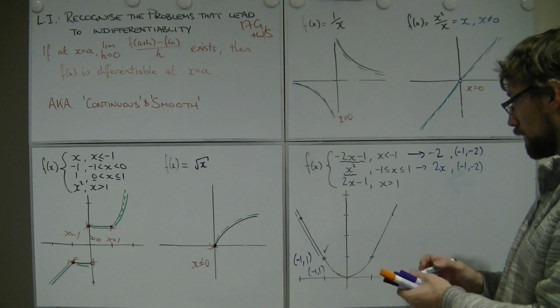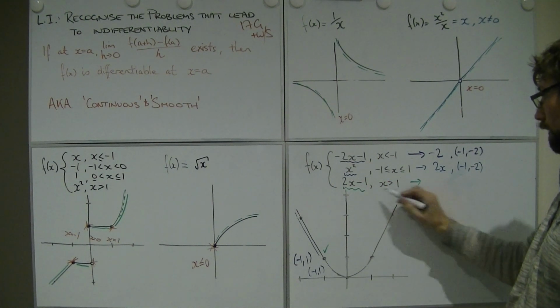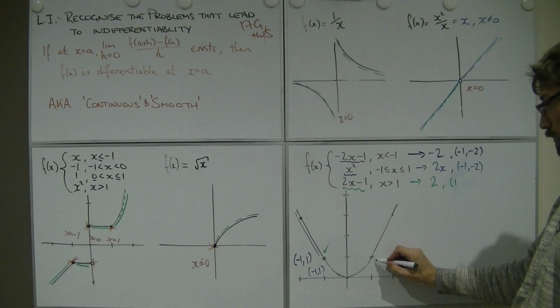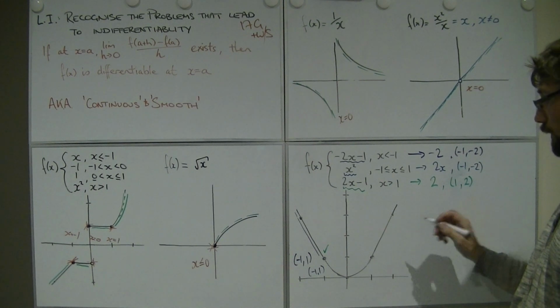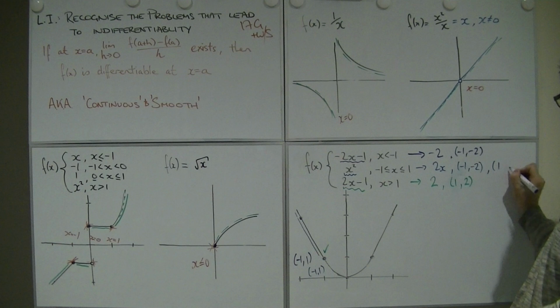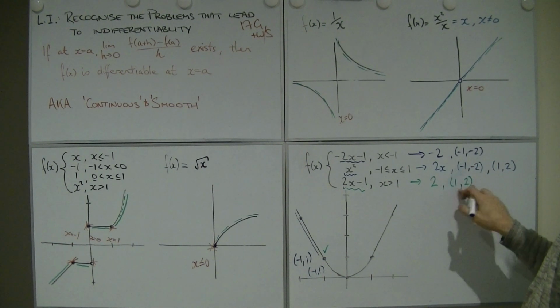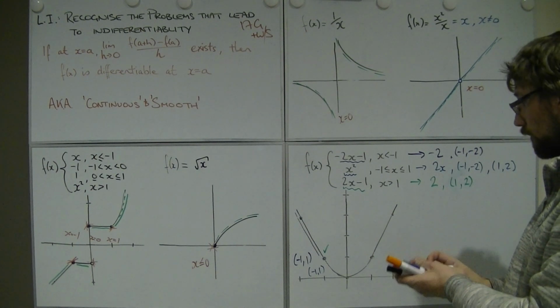Okie dokie. Let's go green. Okay, this thing derives to 2. So when x is 1, because that's our transition point, the derivative is 2. Okay? What about when this thing is +1? Well, +1 into that will also be 2. 1, 2, and 1, 2. Great, the derivatives agree, so that's great. So they're at least smooth.